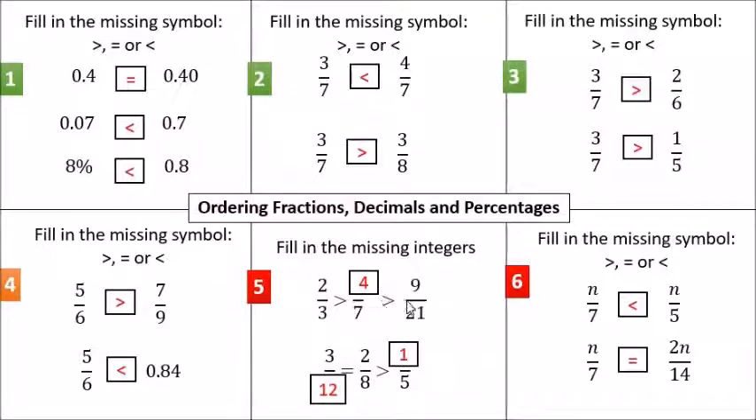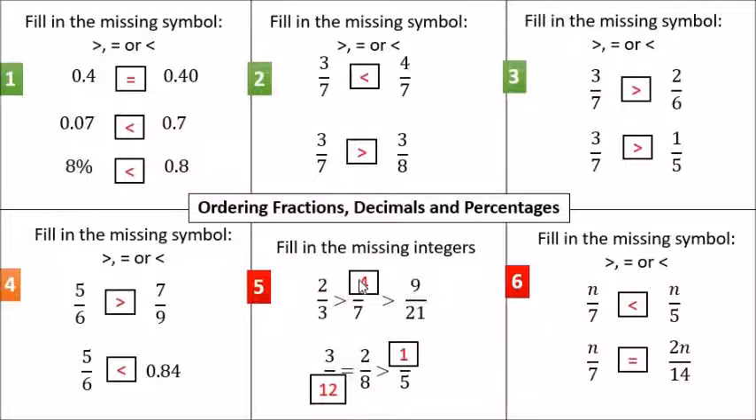For the missing digit here, if we convert all of these to over 21, 2/3, we'd have to multiply the denominator by 7. So the numerator times 7 is 14. So 14 over 21 and 9 over 21. This 14 over 21 has to be bigger than this, and this has to be bigger than 9 over 21.